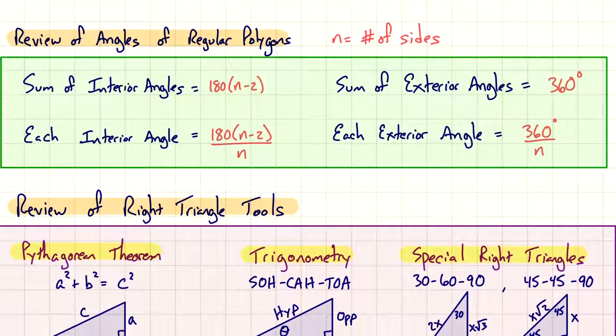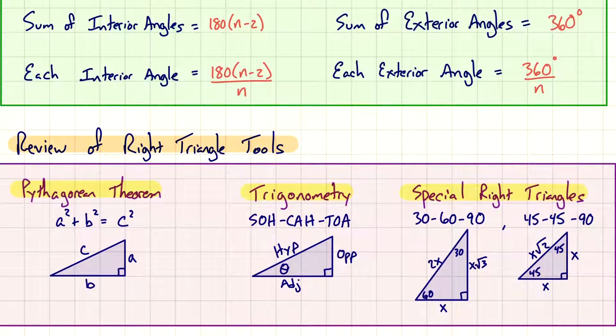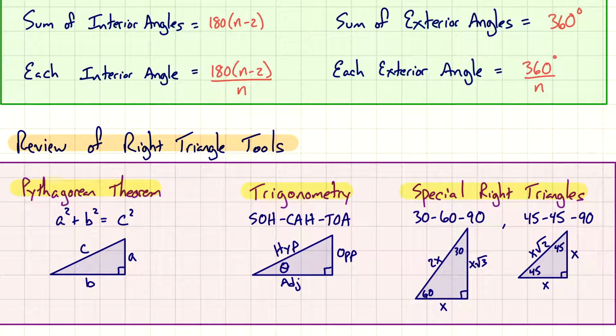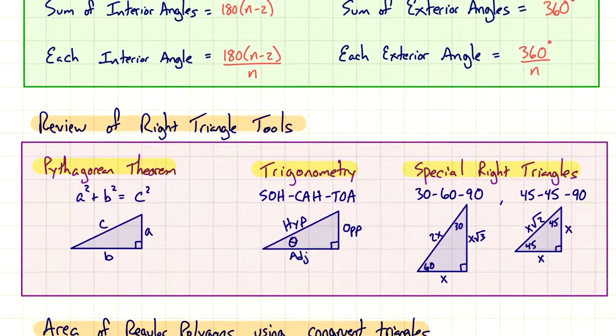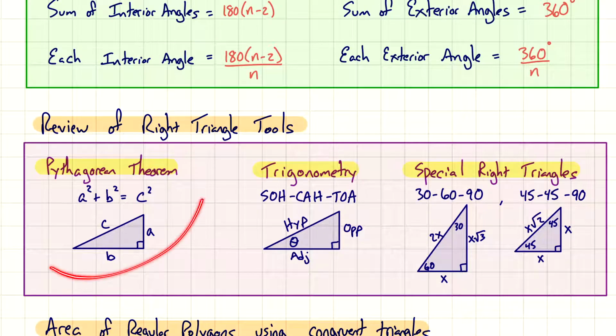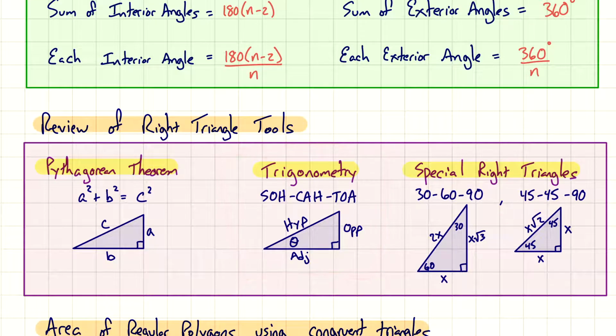Another thing I wanted to review, which was actually even before our polygons, was some right triangle tools, which we're going to be using some of today in our lesson. That's one reason why I wanted to add this to the review. So the Pythagorean theorem, make sure you understand what that is. Our trig: sine, cosine, tangent. And then our special right triangles, we have both 30-60-90 and 45-45-90. Those are the relationships you needed to know with those triangles.